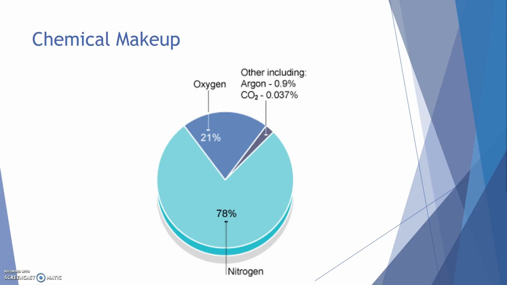The composition of air, the chemical makeup of our atmosphere, does change depending on where you are on the planet. The closer you are to the surface of the Earth, the closer you are to sea level, you might get a little bit more water vapor in your atmosphere. And if you're in a highly polluted area, you might get a little bit more SO2 or sulfur dioxide.